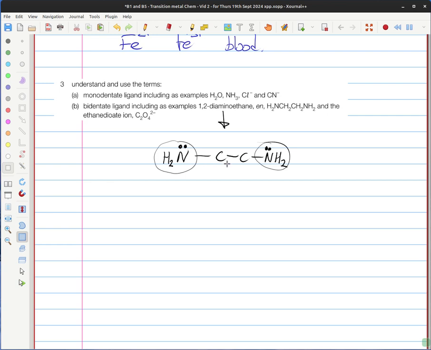Okay, so we have this diamine. Now, this is a very common molecule, as I said. It's so common we like to give it its own symbol. We call it en. I used to have a student called N. So when we were discussing this topic, she would often wake up. She thought her name was being called all the time. So, yeah.